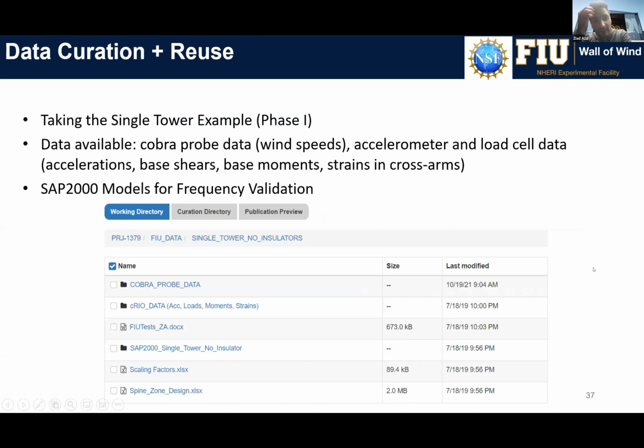I already opened the single tower example, which is phase 1. This is the single tower with no insulators. The data available is the Cobra probe data, which is technically the wind speed at different heights, which you can also obtain from the turbulence intensity and the integral length scale of turbulence. The accelerometer and load cell data, which consists of accelerations, base shear, base moments, and strains in the cross arms, and also the SAP2000 models for frequency validation, as you can see there.